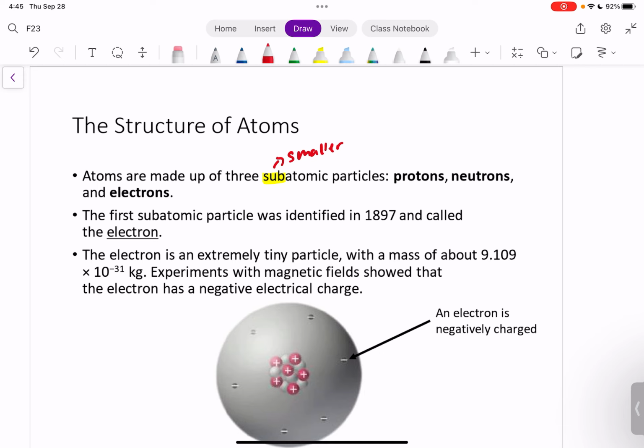The first subatomic particle that was found was the electron. The electron is very, very small. Here's the mass right here. It's about 9.109 times 10 to the negative 31 kilograms. That is so, so small. But it was determined with experiments that the electron actually has a negative electrical charge. So even though it's really tiny, it has this charge that, as we'll find in the future in this class, makes a huge difference in how things react with each other.